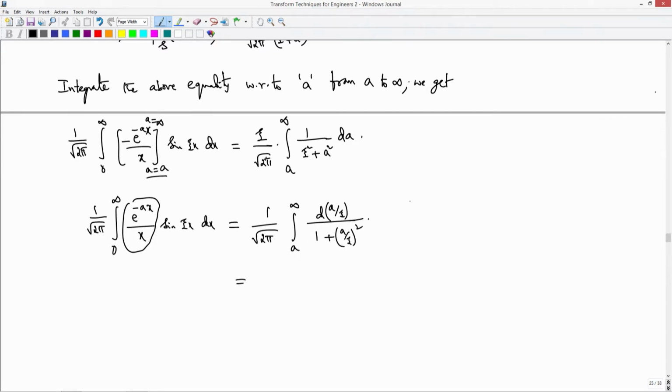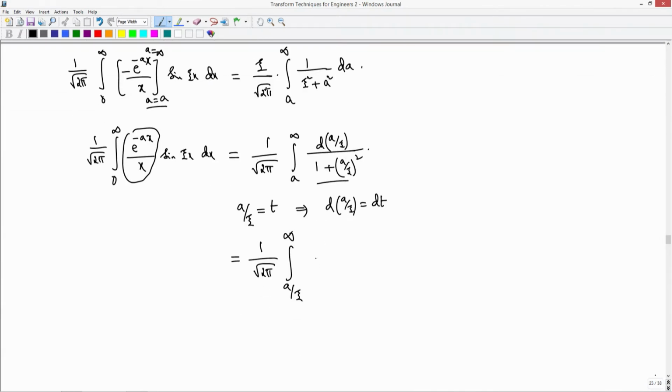Let me use a more elementary way. Let a by xi equal t, which implies d of a by xi equals dt. And what happens to your limits? t is a by xi. When a equals a, the integral runs from a by xi to infinity, since xi is a fixed constant, and what you get is dt by 1 plus t square. So what is this one? This is 1 by root 2 pi tan inverse of t from a by xi to infinity.